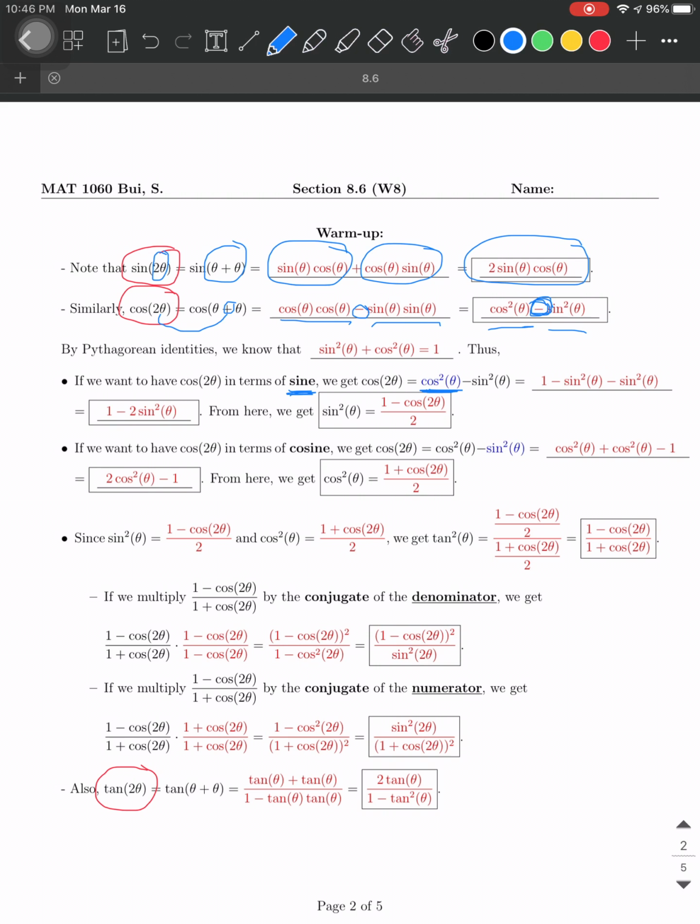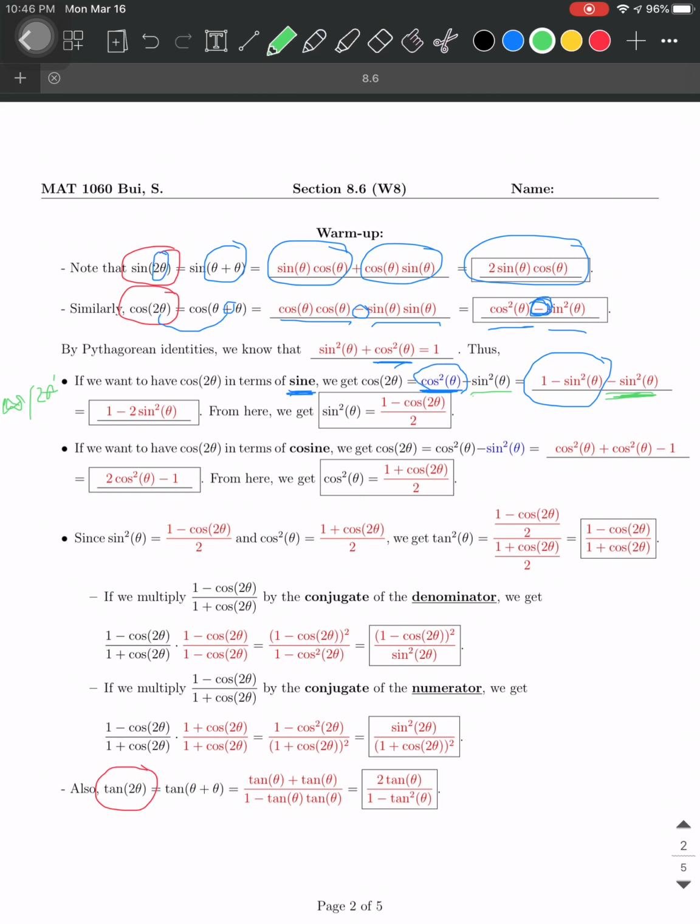We're going to solve for cosine squared theta right here. So cosine squared theta equals 1 minus sine squared theta. We're going to substitute it in place of cosine squared theta, and rewrite the minus sine squared part of the formula. So now we end up having 1 minus sine squared theta minus sine squared theta. And then we combine the like terms. We have 2 sine squared theta in here. So at the end, we have the formula for cosine 2 theta.